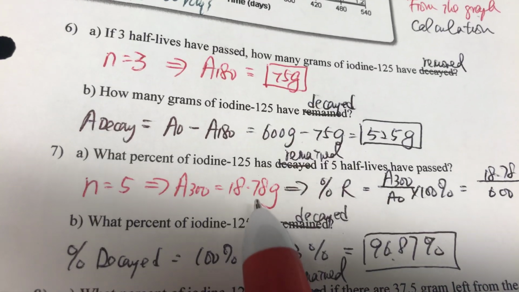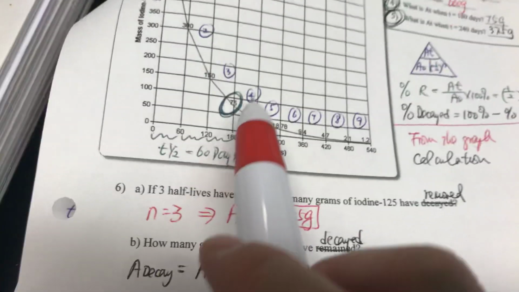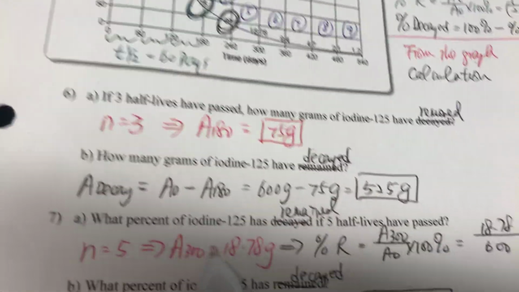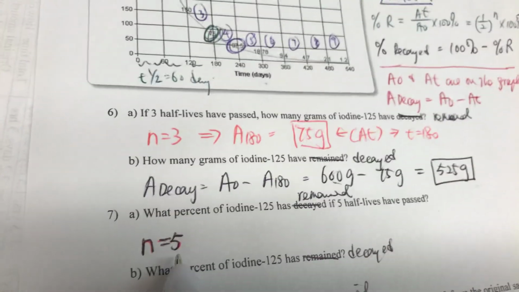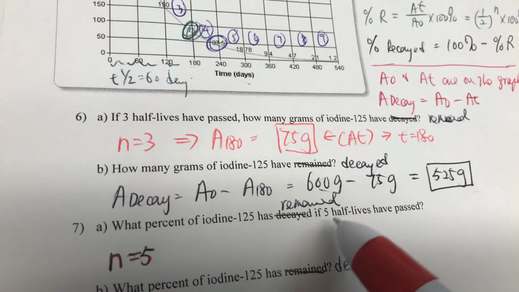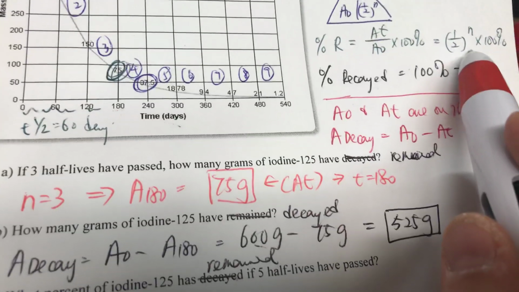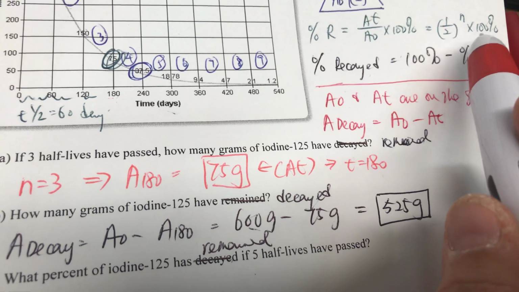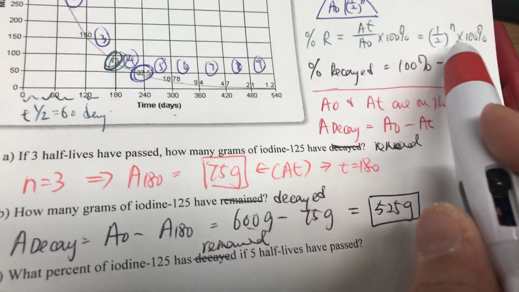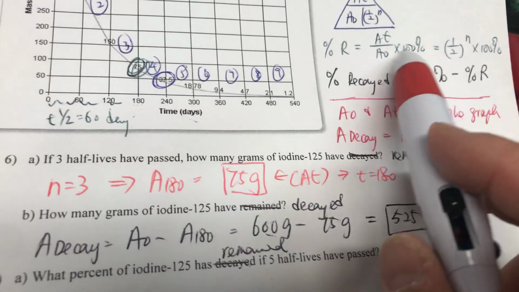Okay, now in my previous worksheet, I asked you to find out how many grams remain at the half-life n is 5. Actually, I don't even need to do that, because if I tell you that my half-life is n, how much percent remaining, I don't even need to look up the AT, because I can use (1/2)^n times 100%. I don't even need to find the AT, but I'll show you both methods.